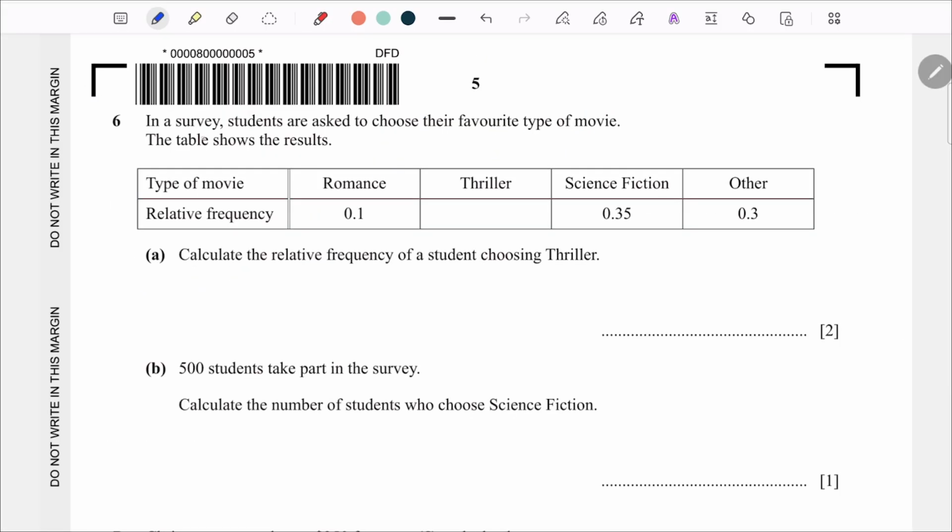Question number 6. In a survey, students are asked to choose their favorite type of movie. The table shows the results. The table is showing us type of movies and relative frequency. Now, the sum of relative frequency is always equal to 1.